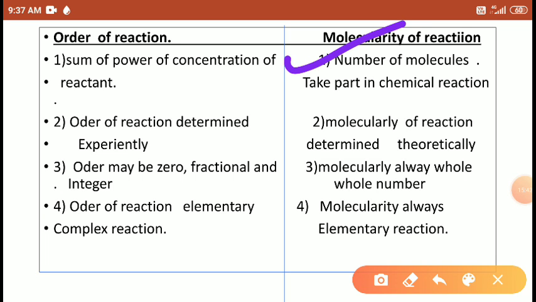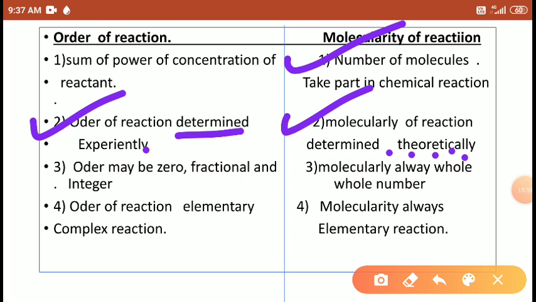So what about the order, students? The order we have to determine experimentally. It is not determined with the help of the stoichiometry. It is an experimental concept. But molecularity is a theoretical concept, students. We count the stoichiometry, and whatever stoichiometry is present, that is the molecularity. So order may be 0, fractional or integer, but molecularity is always a whole number.